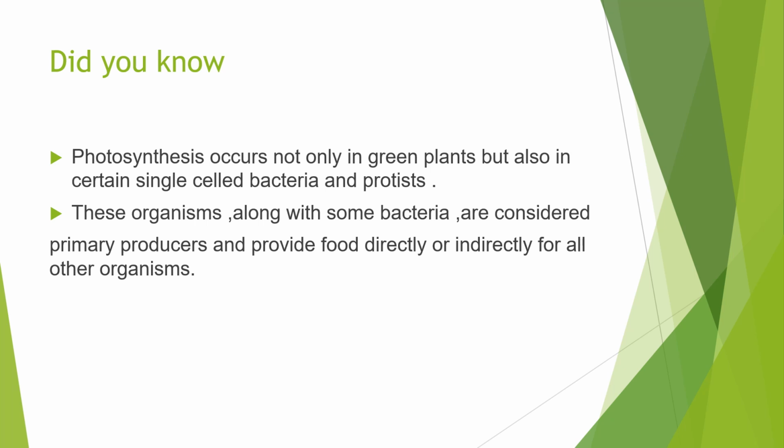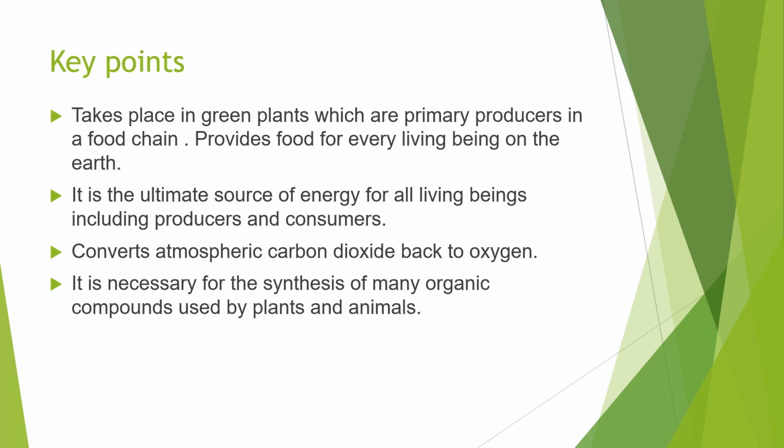So there are certain facts you should know, that is, photosynthesis occurs not only in green plants, it also happens in certain single-cell bacteria and protists, right? These organisms along with some bacteria are considered as primary producers, and they provide food directly or indirectly for all other living organisms. Is it clear? Now there are certain key points. Let us take a look at these key points.